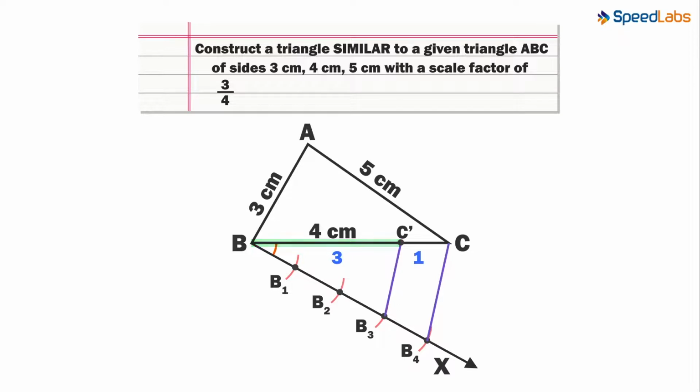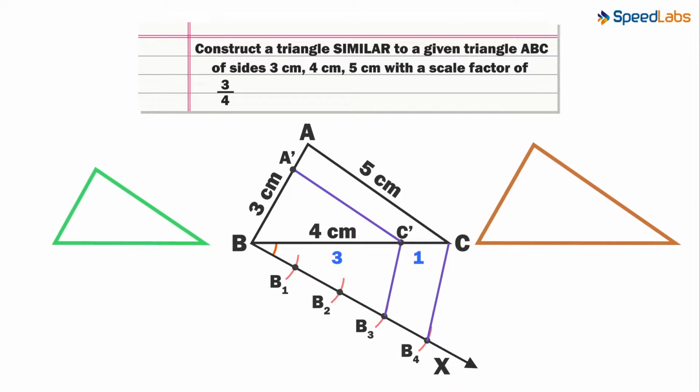So what next? We will draw a line from point C prime parallel to side AC. We mark this point as A prime. Guess what? We have our similar triangle. The triangle A prime B C prime is the required triangle. It's similar to triangle ABC and with a scale factor of 3:4.